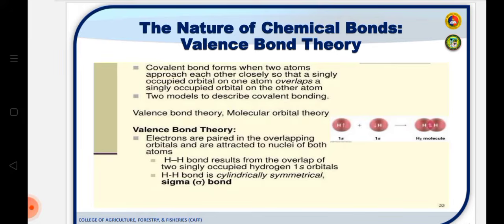So let me repeat that. Each hydrogen atom in H2 or hydrogen gas has one electron in its 1s orbital. And if they overlap, they will be able to form a stable bond. So this bond is cylindrically symmetrical around the axis between the two nuclei, and we call it a sigma bond.